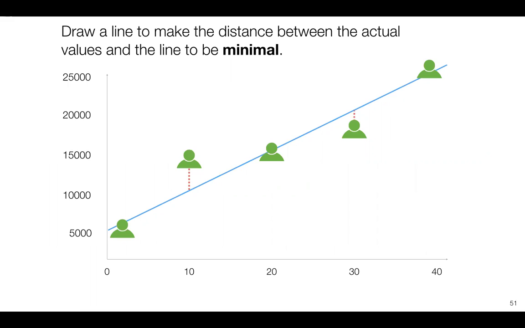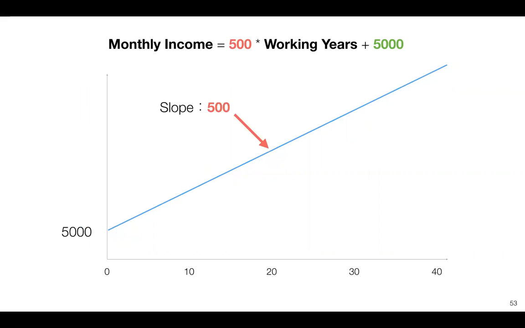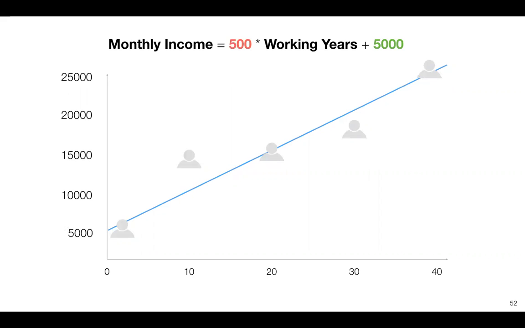One of the things we can do is to draw a straight line to make the distance between the actual values and the line to be minimum. The difference here is the red dotted lines, and we want to make these red dotted lines to be minimum. Then I can find the perfect spot and draw the blue line. This blue line can be expressed as this formula: monthly income equals 500 multiplied by working years plus 5,000. And this blue line is the linear regression model.